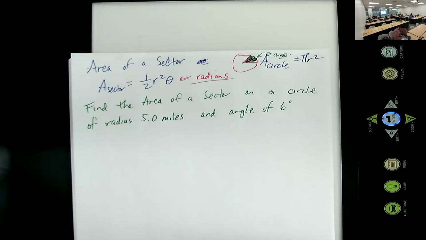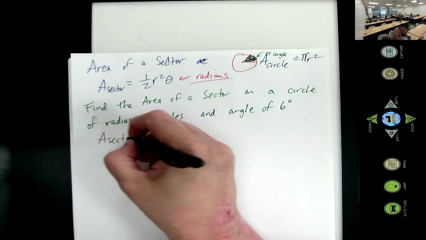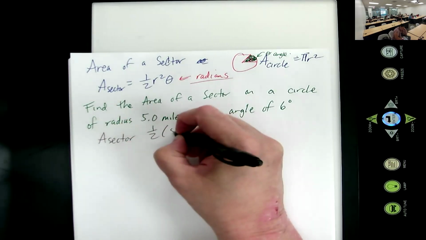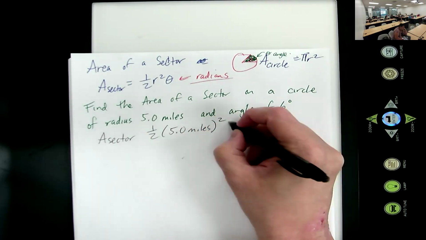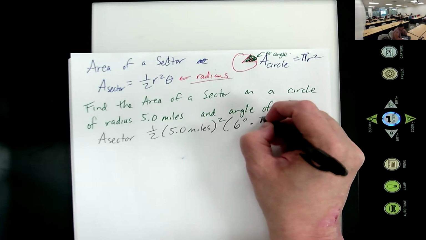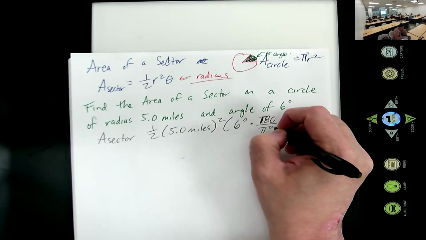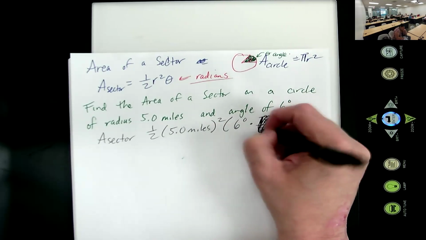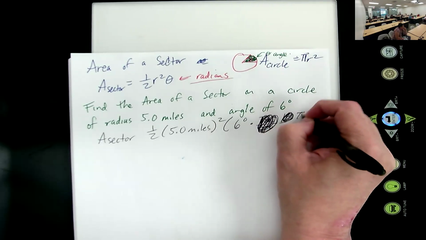So we're gonna go through and do it. Area of the sector is 1/2 times 5.0 miles squared. We have 6 degrees times, we need that in radians, 180 over pi degree. Nope, other way around. I need the degrees on bottom. And I did it again. Pi over 180 degrees.